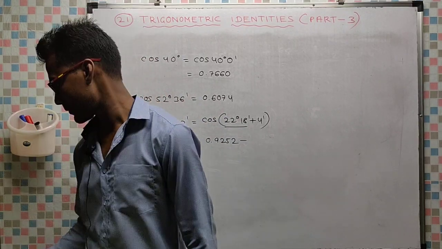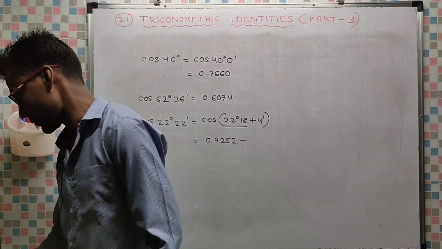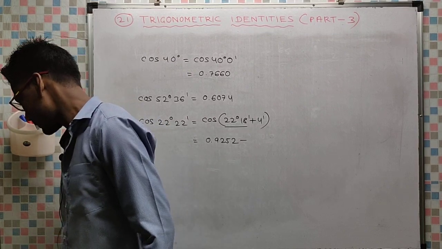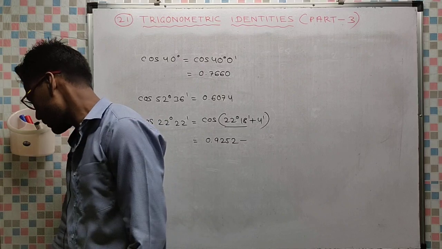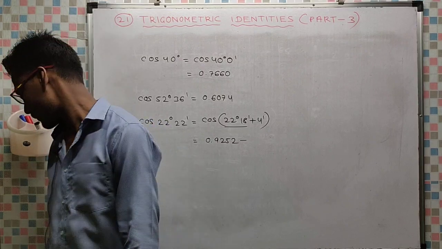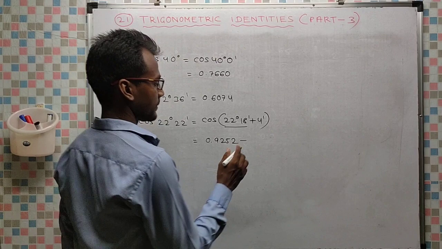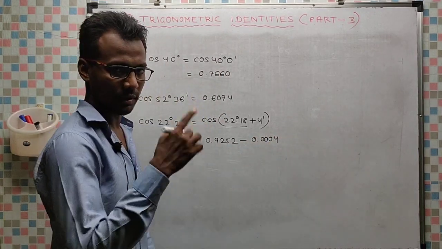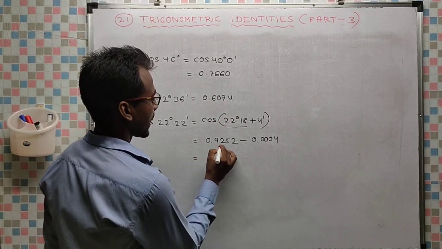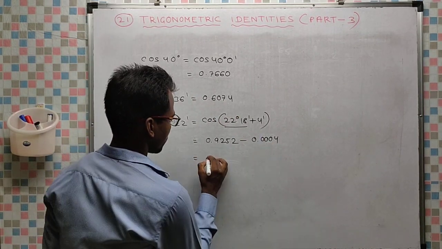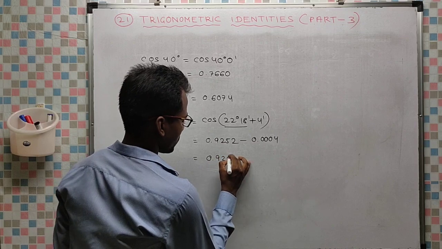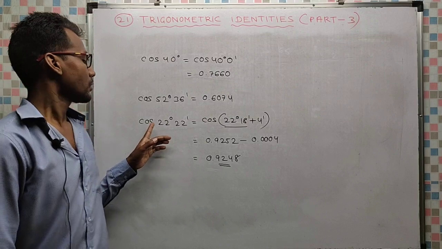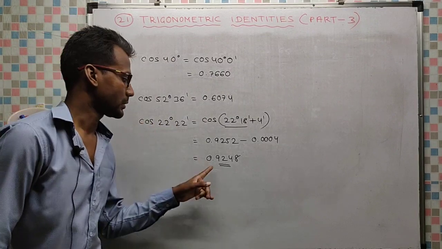Now for the same 22 degrees, go for the 4 minutes mean difference. Look at the value. You can see the value is 4. 4 means it is 0.0004. There should be 4 digits after the decimal place. So 0.9252 minus 0.0004 is equal to 0.9248. So this is the value of cos 22 degrees 22 minutes.